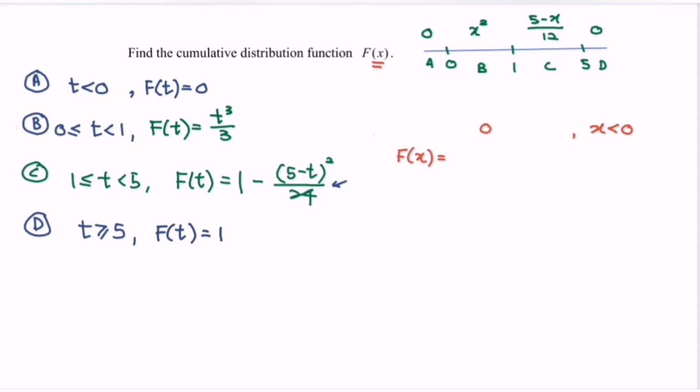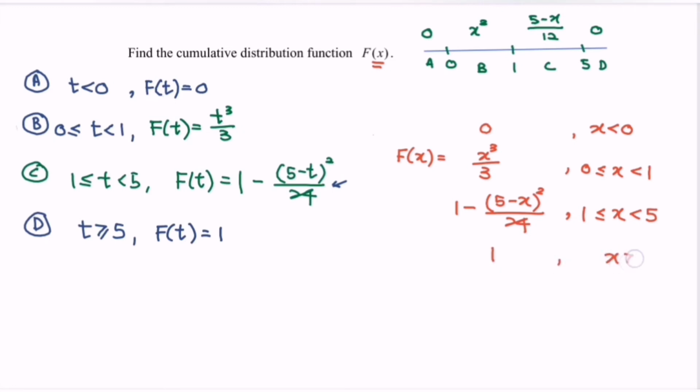For part B, second function, t cubed, replace the t with x. So we will have x to the power of 3 over 3, and the domain would be x from 0 to 1. Next, we have the third function, part C, 1 minus (5 minus x) squared over 24. So the domain would be x greater than or equal to 1 and less than 5. Finally, we have 1, and the domain will be x greater than or equal to 5.